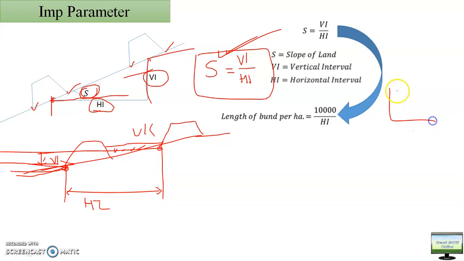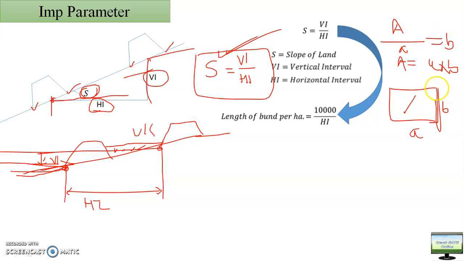Suppose there is an area, I am giving you an example. Suppose this side is a and this side is b, and the area is A, and now I am asking what is the length of this side. How will you calculate it? Area A equals a into b, so A divided by a equals b. So you came to know this length. Similarly, we want to know the length of bund per hectare. Per hectare means the area is 10 to the power 4 square meters, 10,000 square meters, and the length of bund is what I am asking.